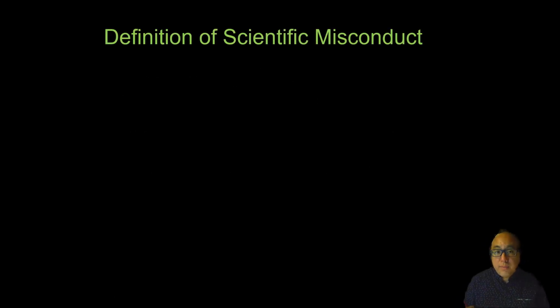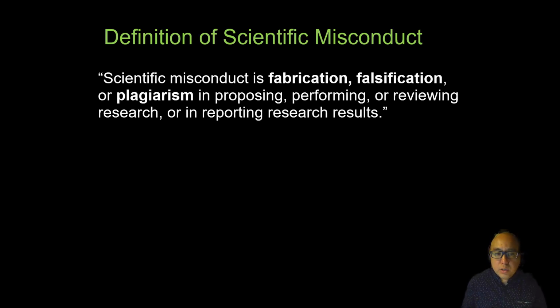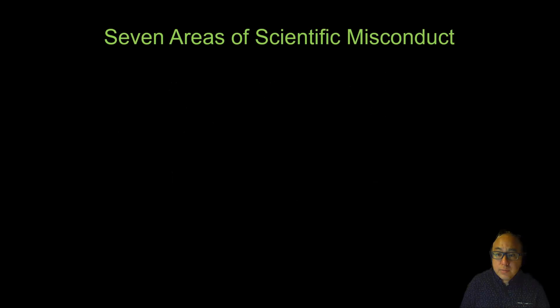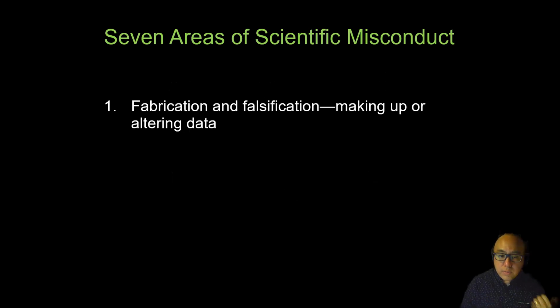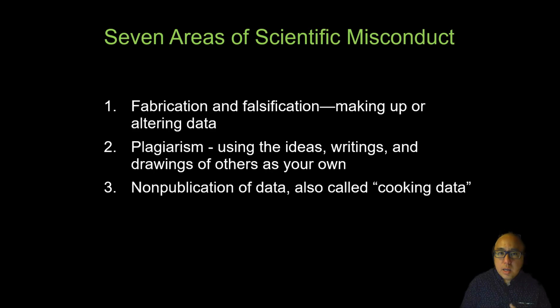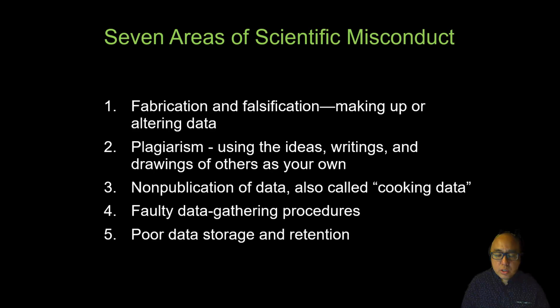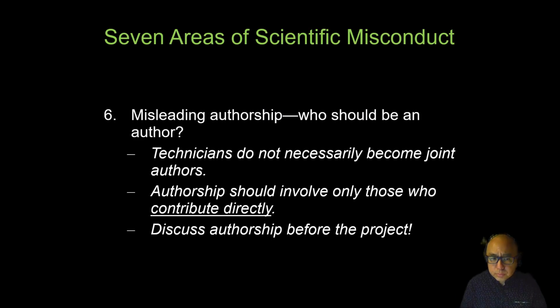So now let's discuss other areas of scientific misconduct, which is defined by the Federal Register as fabrication, falsification, or plagiarism in proposing, performing, or reviewing research, or in reporting research results. It does not include honest error during the normal course of a research study, nor does it include differences of opinion. Scientific misconduct could include, as I mentioned earlier, fabrication, falsification, plagiarism, non-publication of data or cooking data, faulty data collection procedures, poor data storage and retention, as well as security of storing and retaining research data.